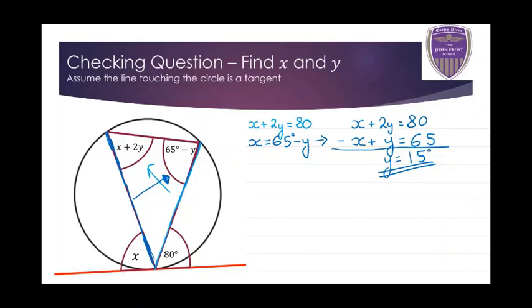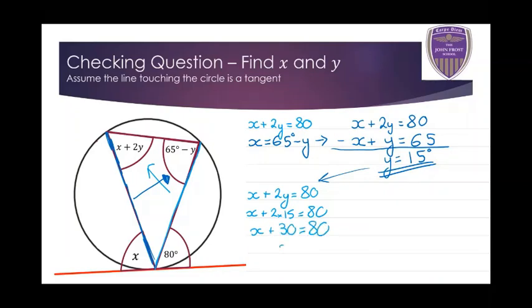And then I'm going to substitute this value into one of the equations. I'm going to do x plus 2y. X plus 2y equals 80. So x plus 2 times y, which was 15, equals 80. X plus 30 equals 80. So that means that x is equal to 50 degrees, okay?